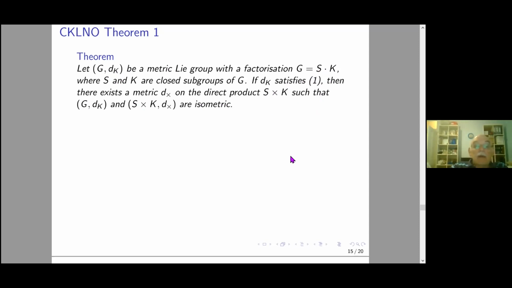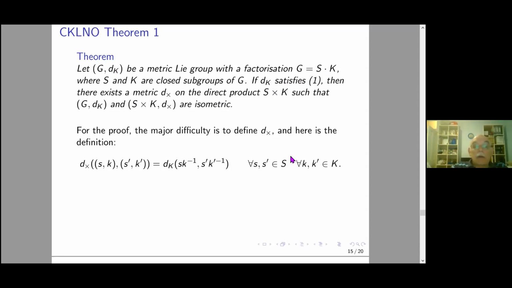But they're isometric, they have the same distance structure. And once again, for the proof, you have to know how to define the new metric on the product group, and there's the formula for the new metric. And once you have this formula, then in fact it's possible to prove that it has the properties that I claimed.